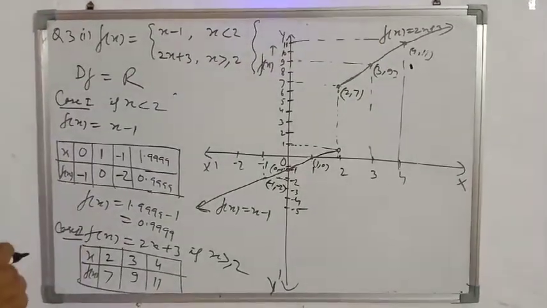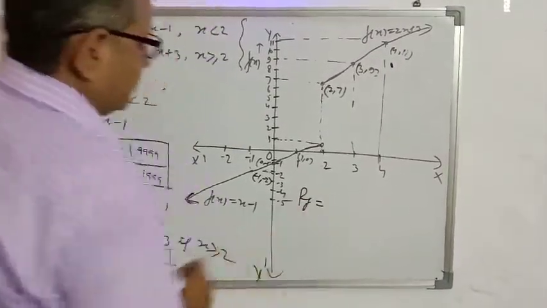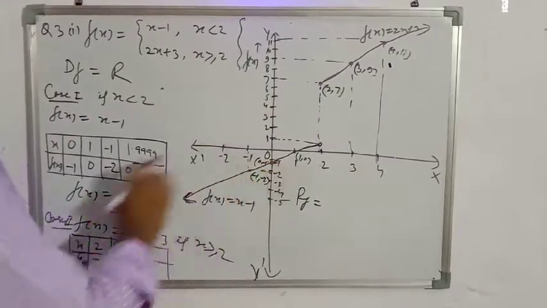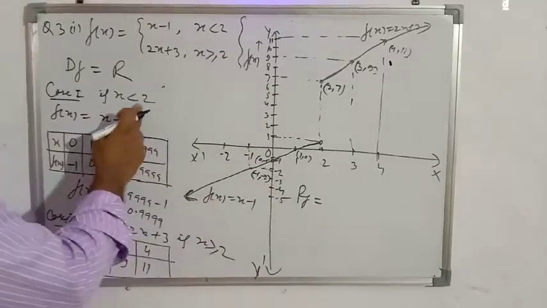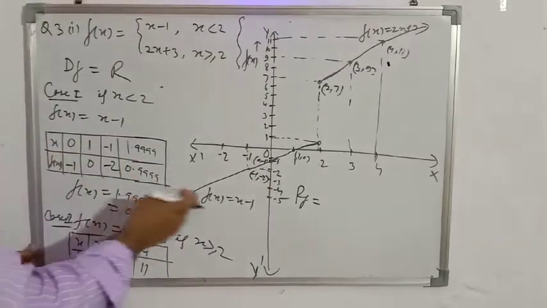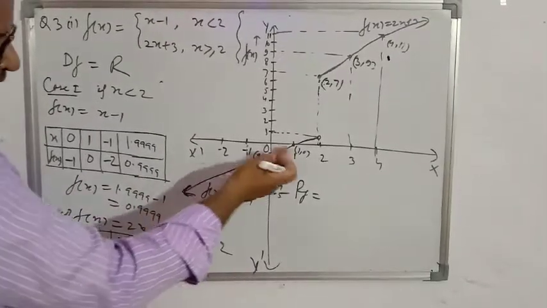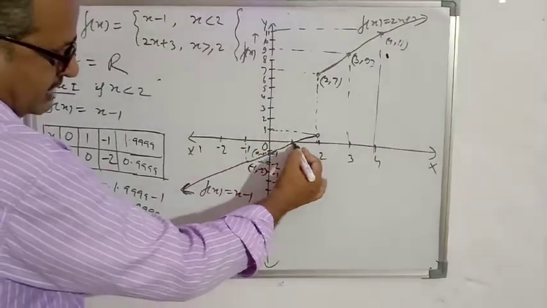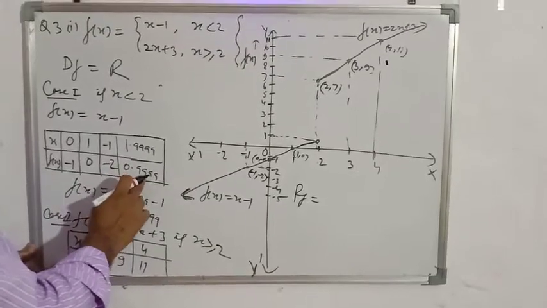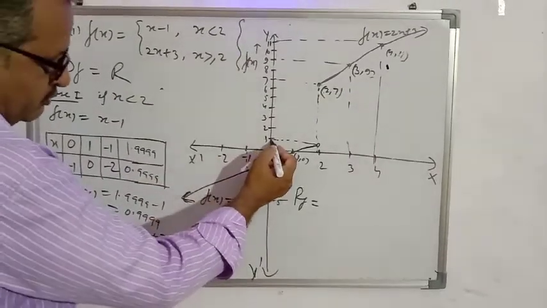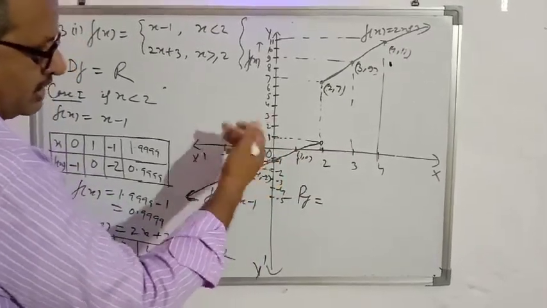So what is the range of this function? For the range of the function, firstly see the range of the first part of the graph. For x less than 2, the function is x minus 1. As the value of x decreases, the value of f(x) also decreases up to minus infinity. And what is the maximum value of f(x)? When we take x very close to 2, that is 1.999, we are getting f(x) 0.999, meaning very close to 1. As x is very close to 2, f(x) is very close to 1 but not equal to 1.